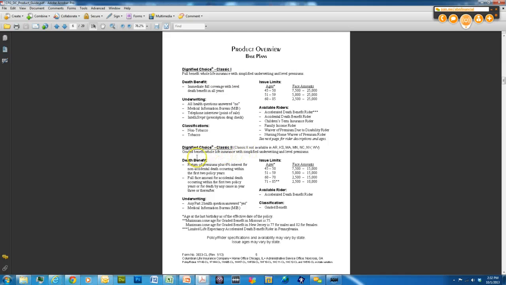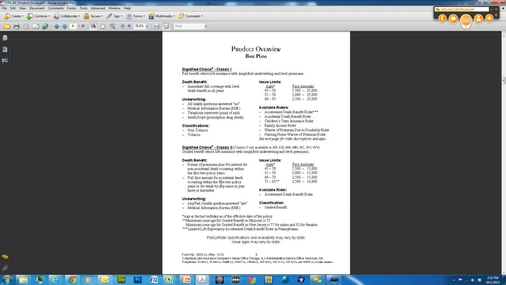Classic 2 is a graded benefit whole life product where, if he dies within the first 2 policy years, like it says here, they're going to return the premium he paid plus 6% interest, which is a tax-free benefit. After 2 years, the full face amount is available. If he dies in an accident, then the full benefit is available anytime after we put this policy in effect.